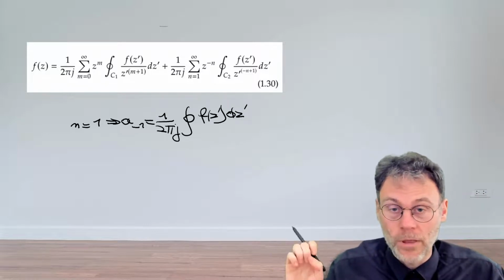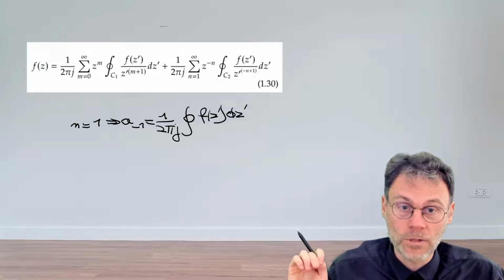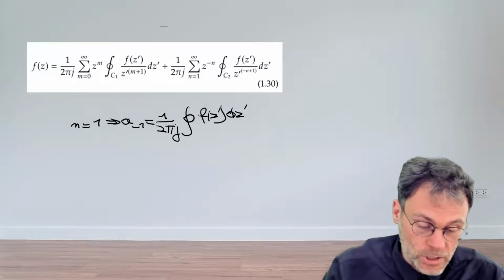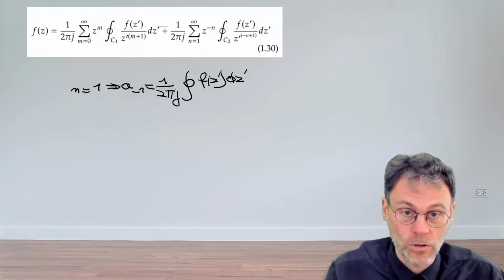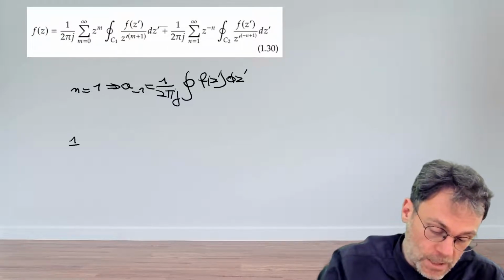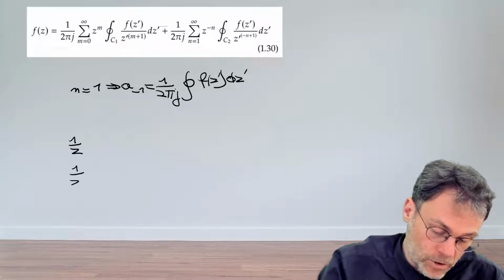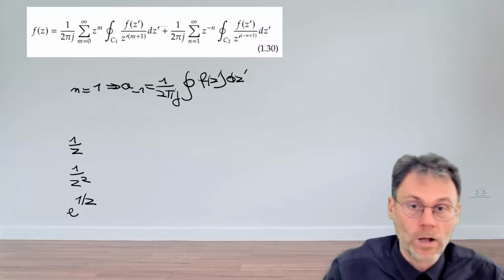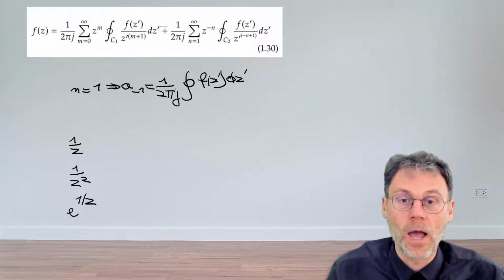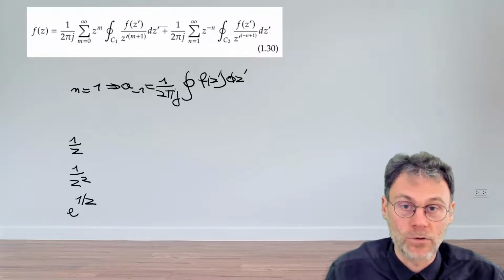Now, just to wrap things up, some small examples of calculating residues. So I suggest you pause the video and you calculate the residue in the origin of 3 different functions, namely the function 1 over z, the function 1 over z squared, and then the function exponential of 1 over z. So pause the video and quickly try to calculate these residues.